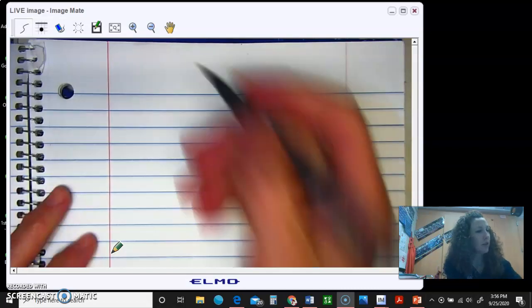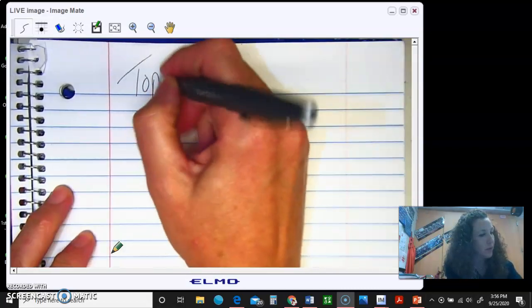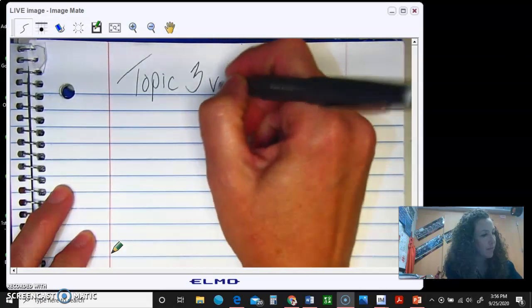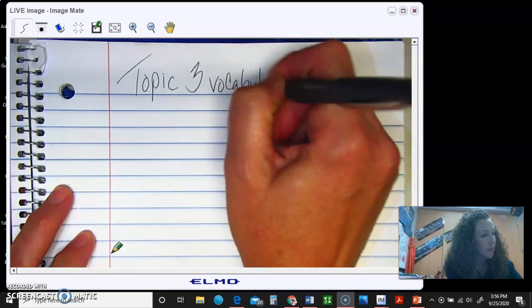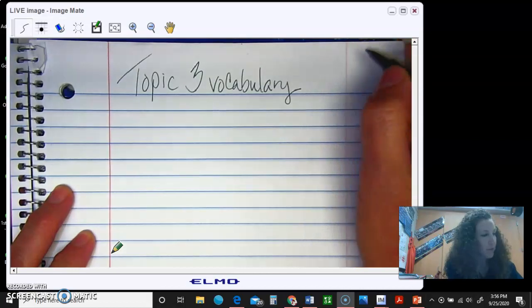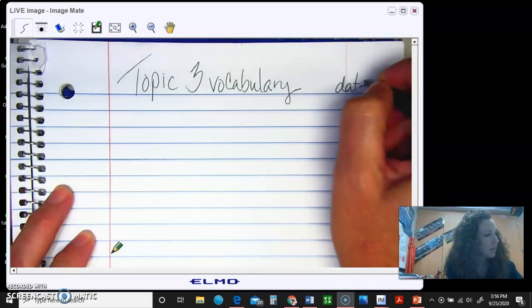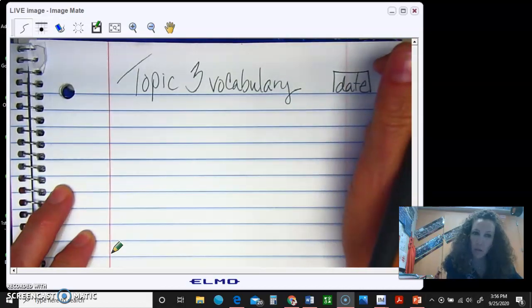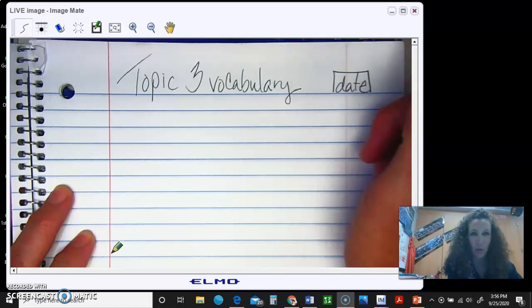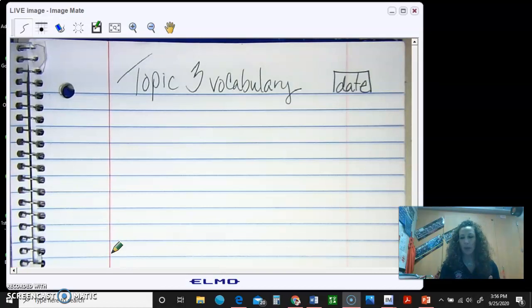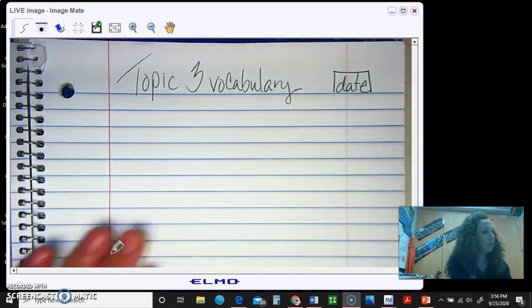Ladies and gentlemen, we are starting topic 3 with vocabulary. So away we go. Okay, and put the date. I'm not writing it because it depends on what day. If you're doing it Monday or Tuesday, we shall see. But topic 3, vocabulary. They are going to be 3-column notes.